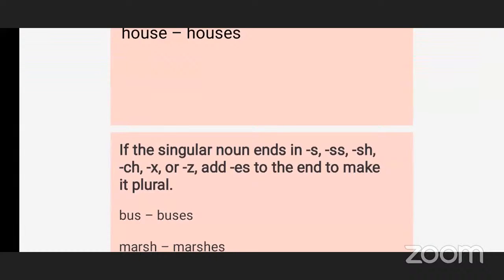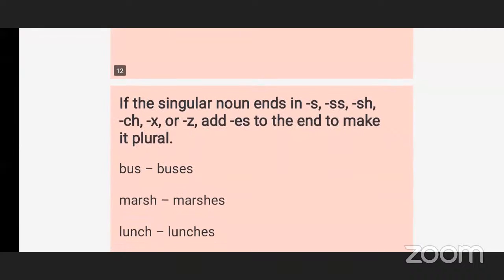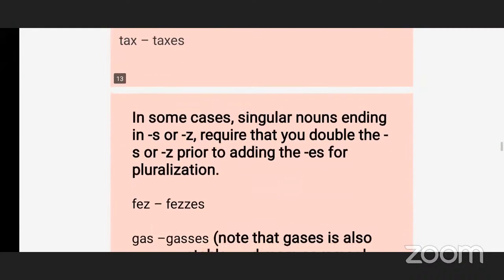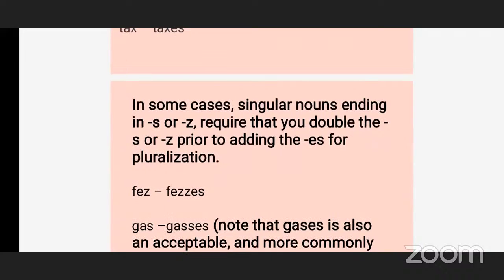The next rule. If it ends with S, SH, CH, and X at the last, we will be adding ES. Okay. Next. Okay. So see here, if it is of Z, so what happens? It used to get double.